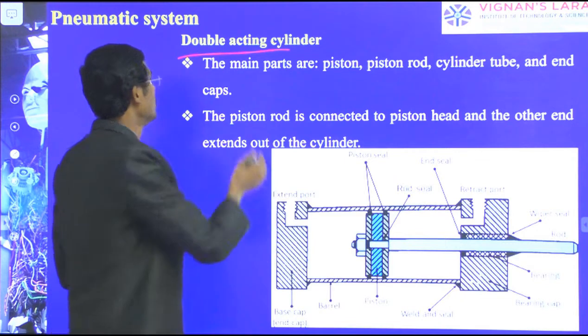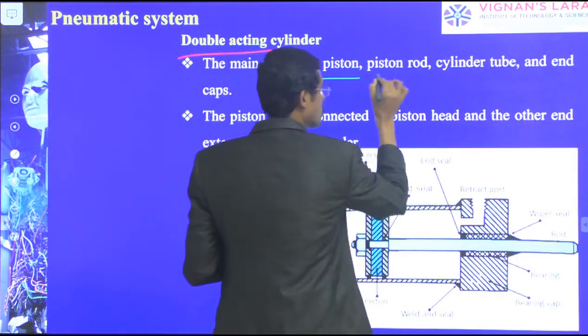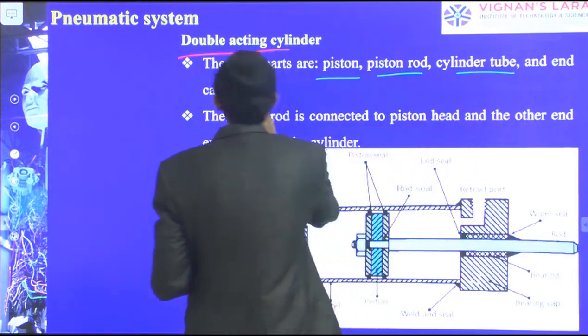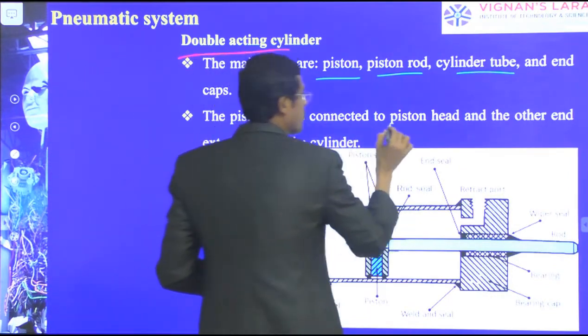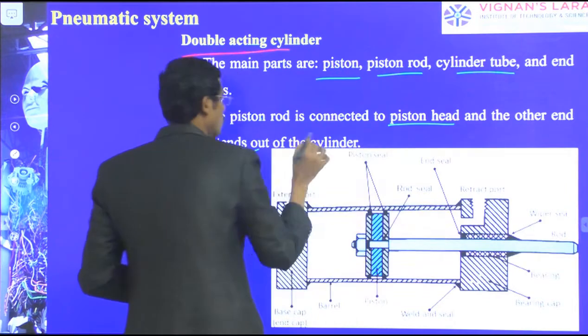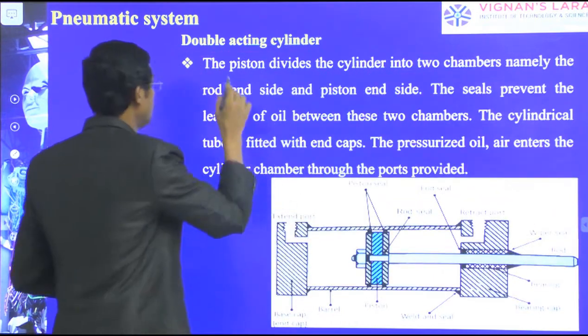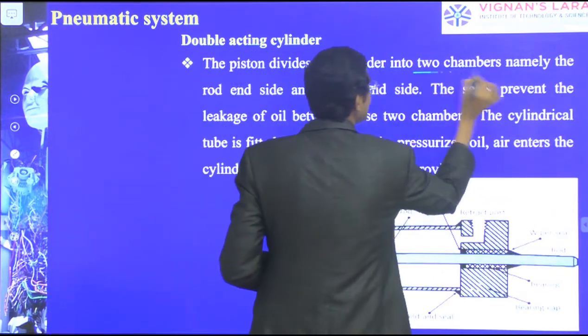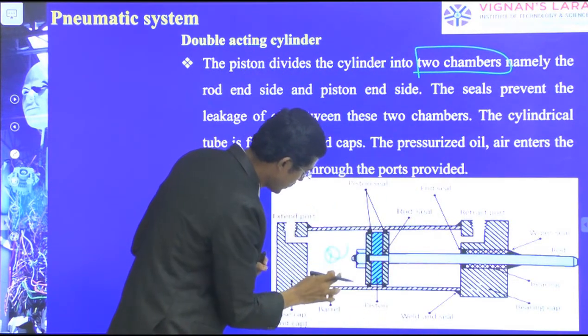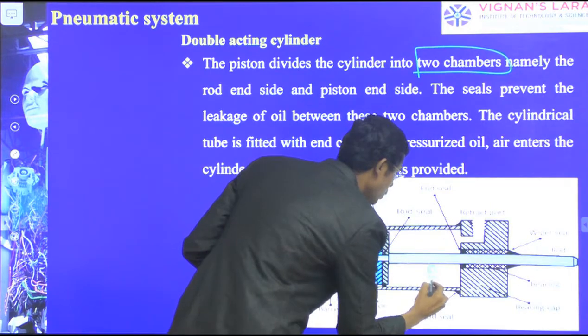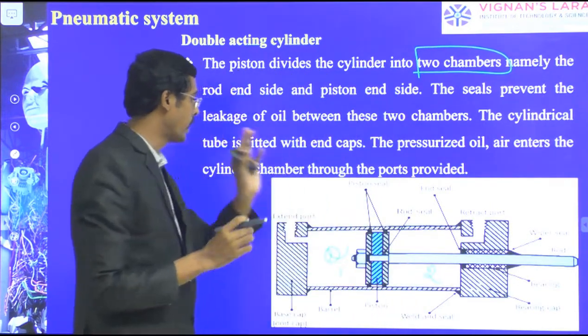So what I am doing, the main parts are the piston rod, cylinder tube and the end caps. Yes, the parts are verified. The piston rod is connected to the piston head and the other end extends out of the cylinder. The piston divides the cylinder into two chambers. This is important. This is one chamber, chamber 1, and this is chamber 2. Two chambers I have divided.